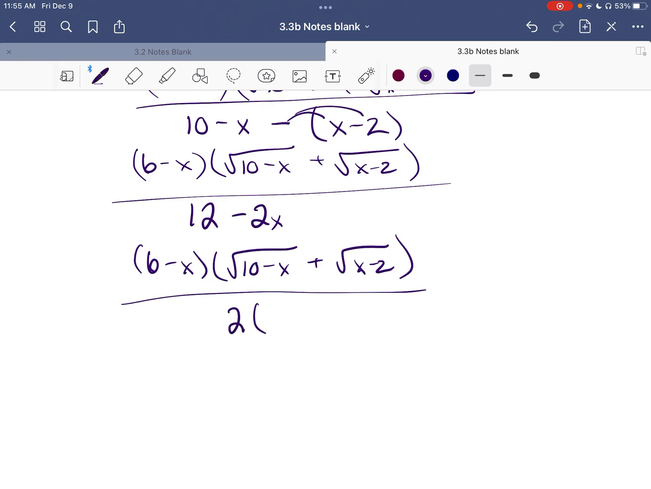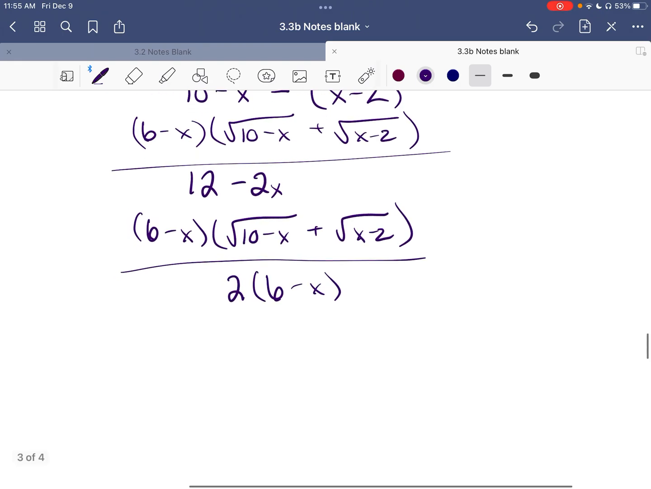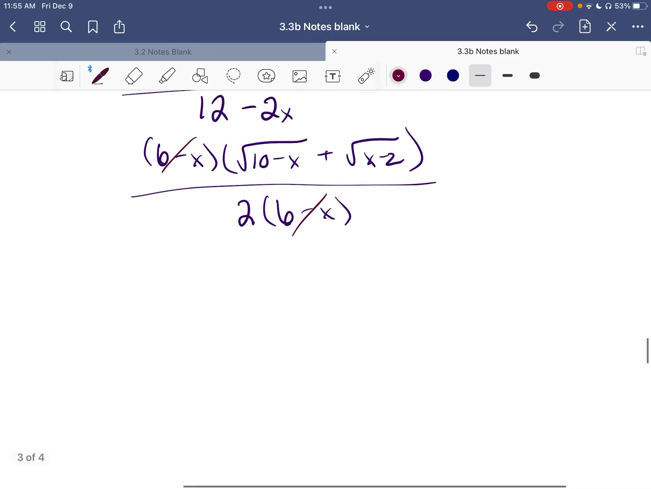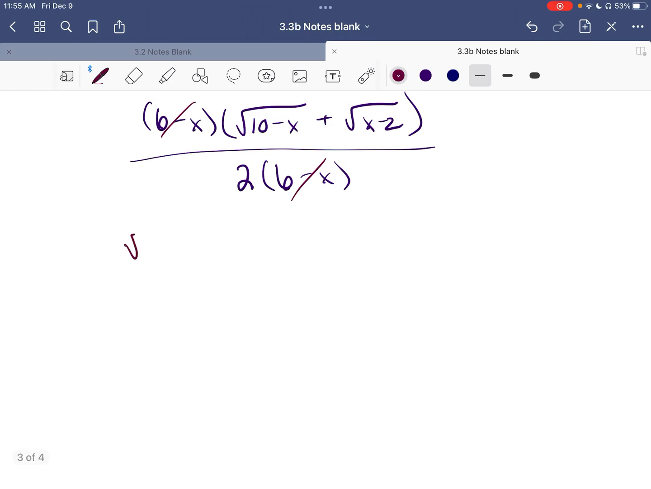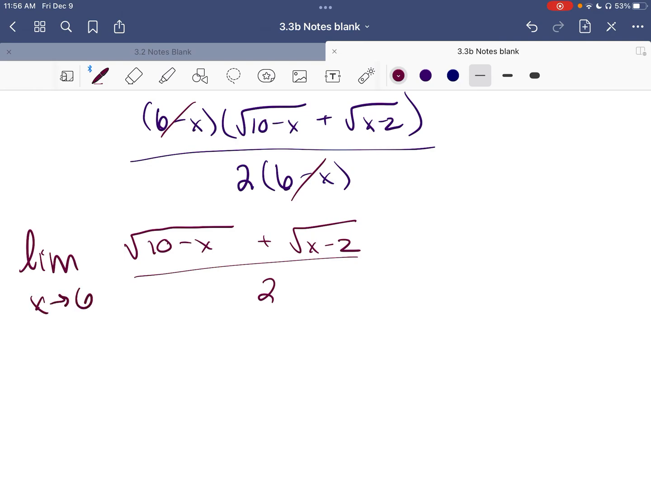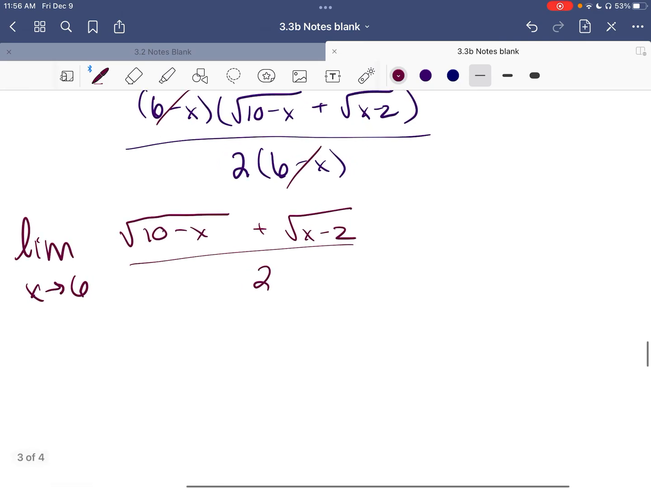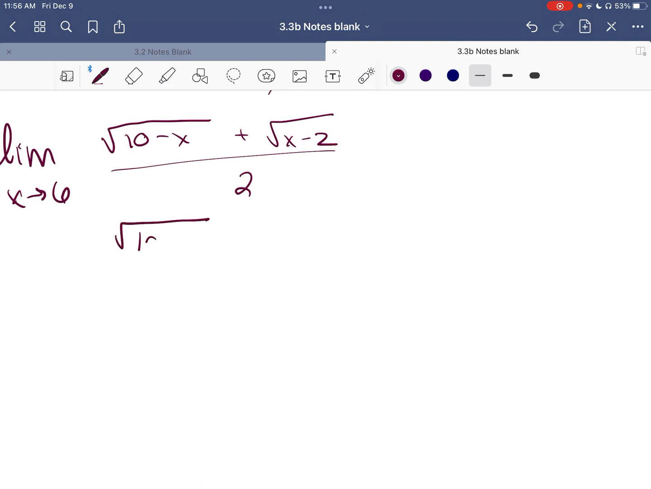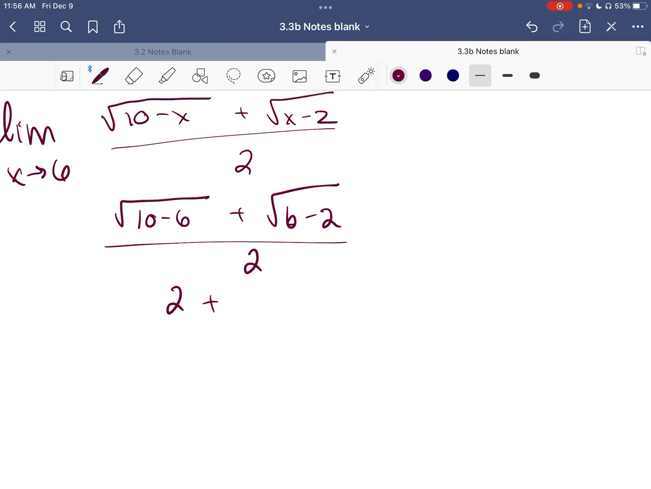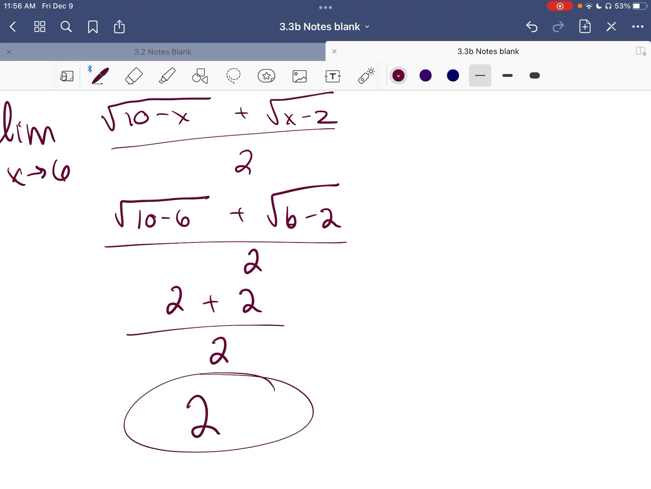We're going to take out our common factor of 2. We're left with 6 minus x. Lo and behold, we have a common factor. So now our function that we're left with is the root of 10 minus x plus the root of x minus 2 all over 2. Now that our common factor is gone, we're going to take the limit as x approaches 6. And we have the square root of 10 minus 6 plus the square root of 6 minus 2 all over 2. So square root of 4 is 2 plus the square root of 4 is 2 all over 2. 4 divided by 2 is 2.